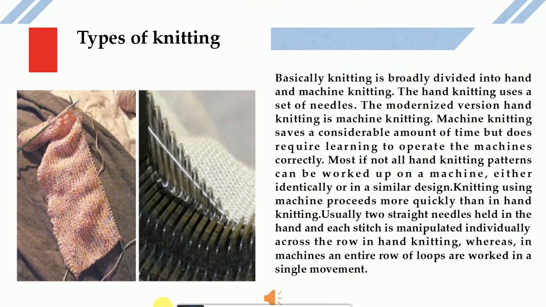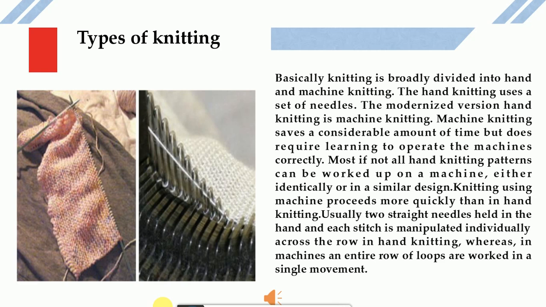Basically, knitting is broadly divided into hand and machine knitting. Hand knitting uses a set of needles. The modernized version of hand knitting is machine knitting. Machine knitting saves a considerable amount of time but does require learning to operate the machines correctly.